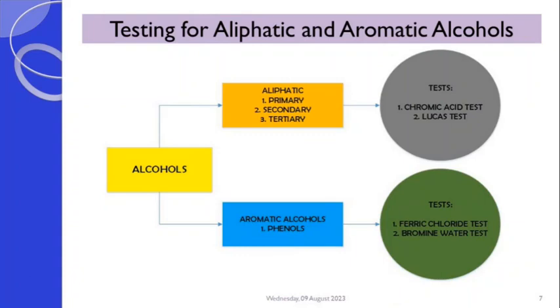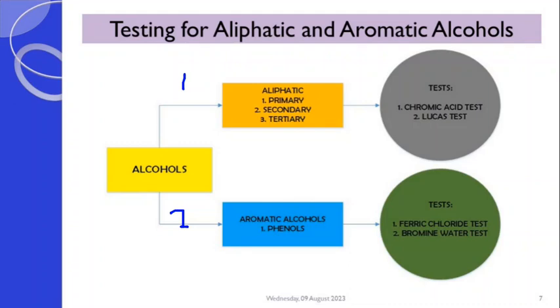Now, we've already done the categorization of the alcohols. The test for alcohols, whether they are aliphatic or aromatic, determines which type of test you will do. So looking at this flow chart, alcohol has been categorized into two: aliphatic and aromatic.